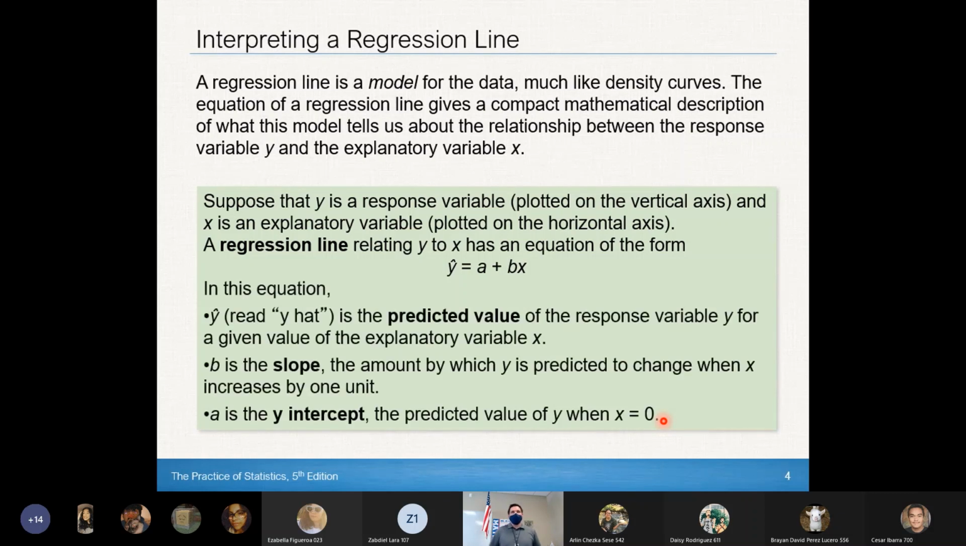In this equation, y hat is the predicted value of the response variable y for a given value of the explanatory variable x. b is the slope, the amount by which y is predicted to change when x increases by 1 unit. And a is the y-intercept, the predicted value of y when x equals 0. So all these parts do exactly as we would expect based on what we know about linear equations and linear functions.